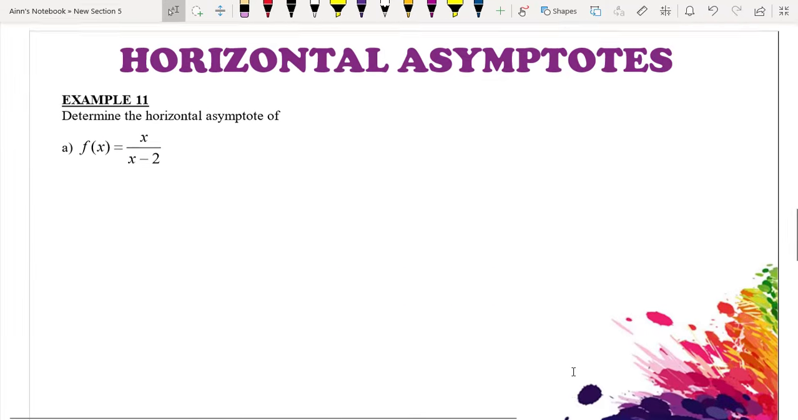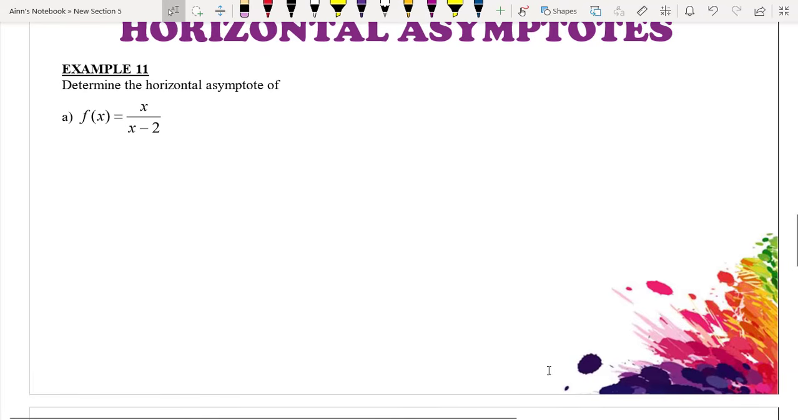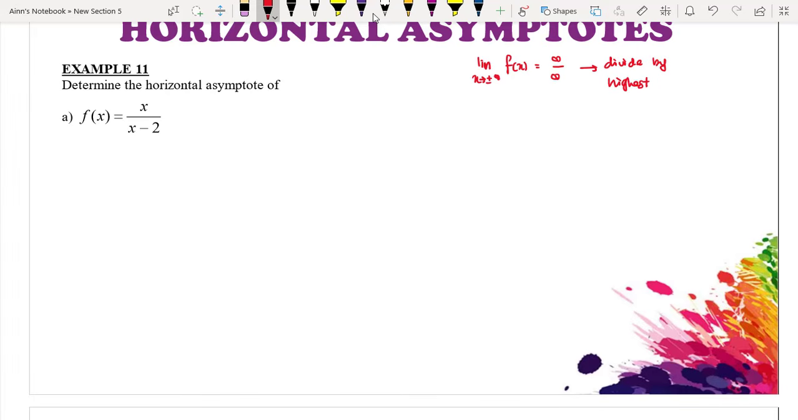So let's see example 11. The question asks to determine the horizontal asymptotes of the function f(x) equals x over x minus 2. Let's recap the previous video where we learned the limit as x approaches positive or negative infinity of f(x). If we substitute infinity into our function and get infinity over infinity, we have to divide by the highest power of the denominator.